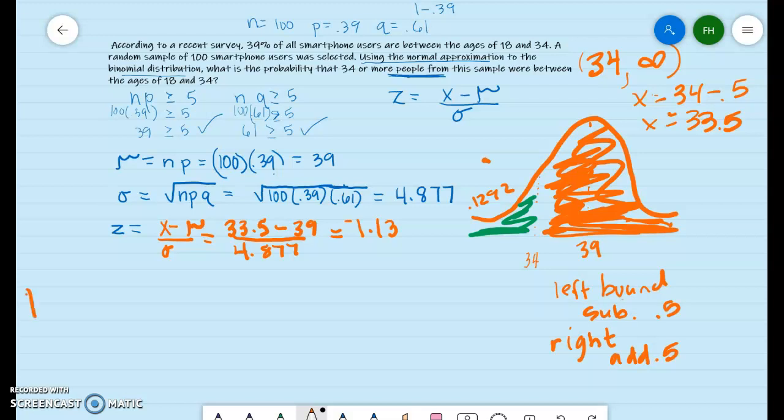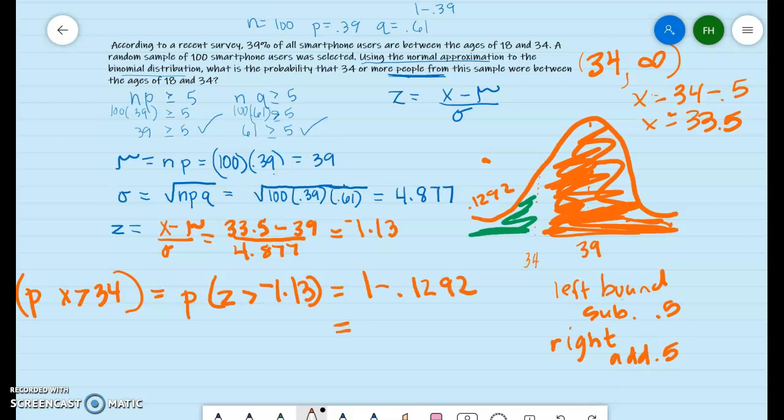So the probability that x is more than 34, and the probability that z is more than negative 1.13 equals 1 minus 0.1292. So our probability is 0.8708. So this is specifically for when you're approximating the binomial distribution using the normal distribution. Let me know if you have any questions.